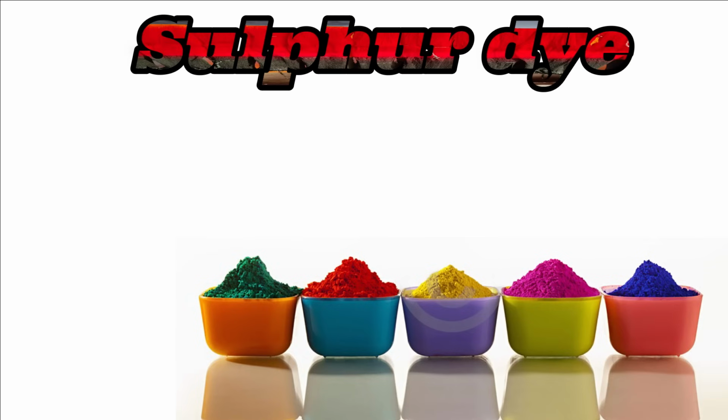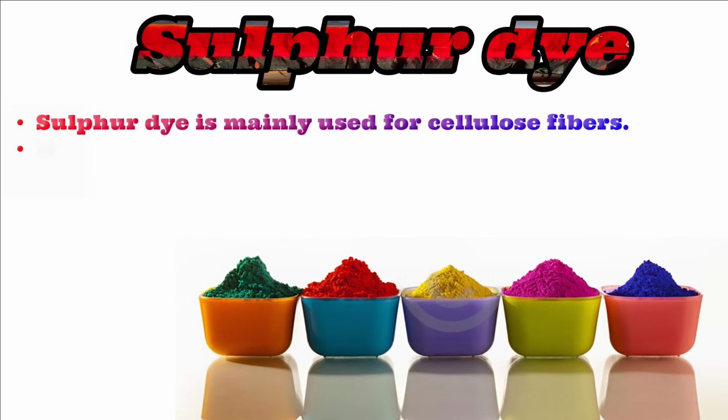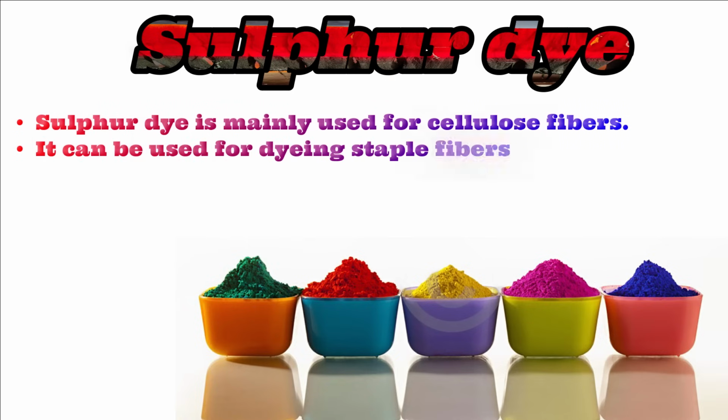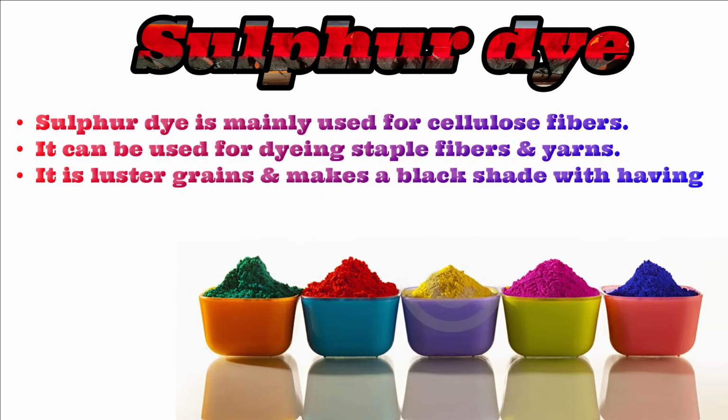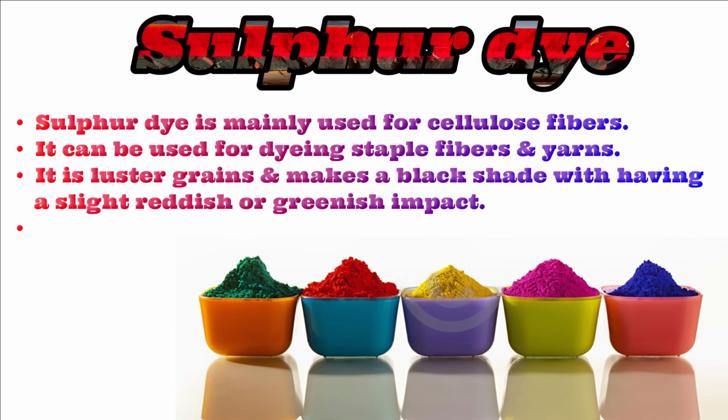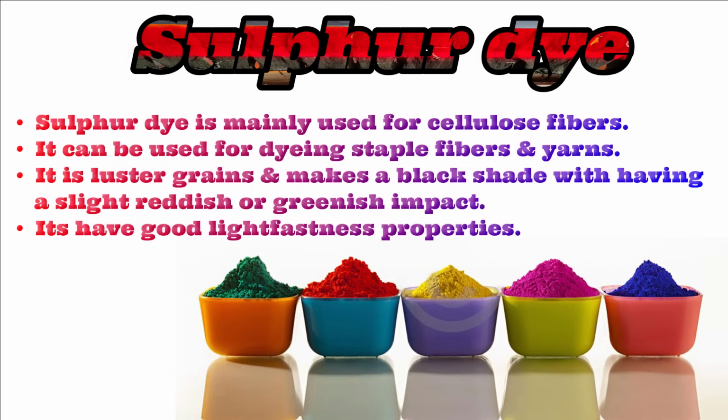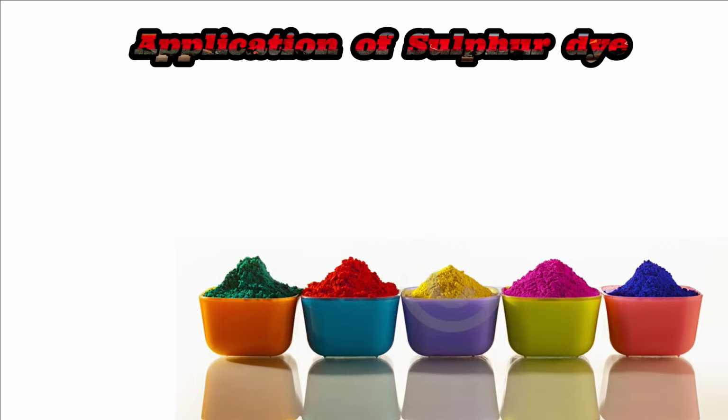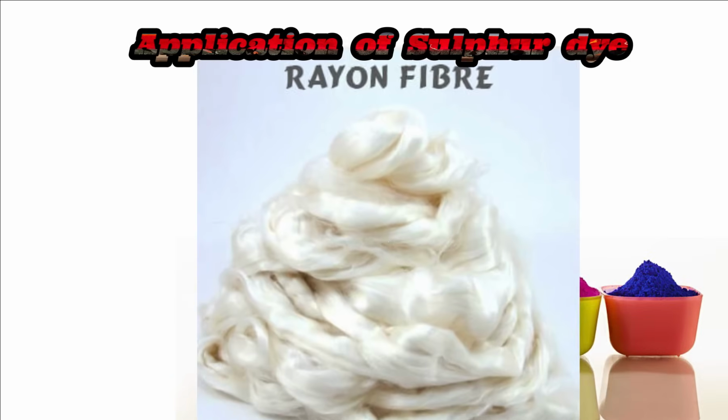Sulphur dye. Sulphur dye is mainly used for cellulose fibers. It can be used for dyeing staple fibers and yarns. It has lustrous grains and makes a black shade with a slight reddish or greenish impact. It has good light fastness properties. It is used for cotton, viscose, and rayon.